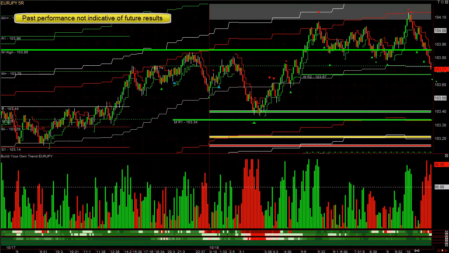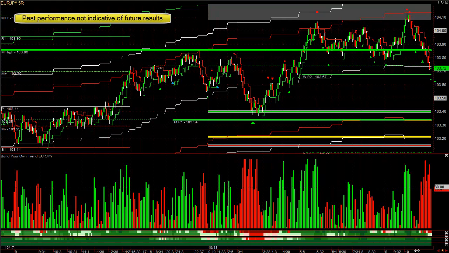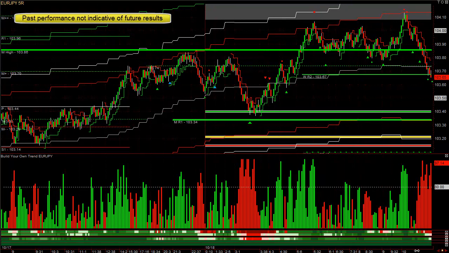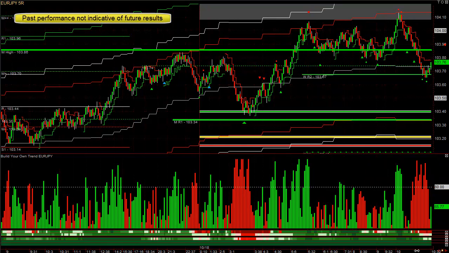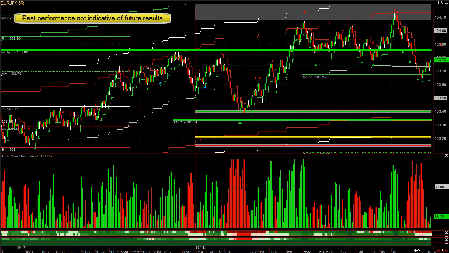Anytime it's above 80 in red, and you start seeing some buys, counter trend signals coming in there, I'm going to put my stop right there. I'd be out of this trade somewhere around right there.